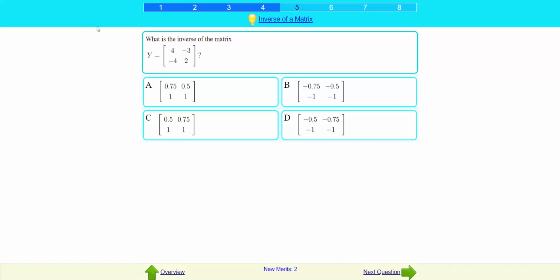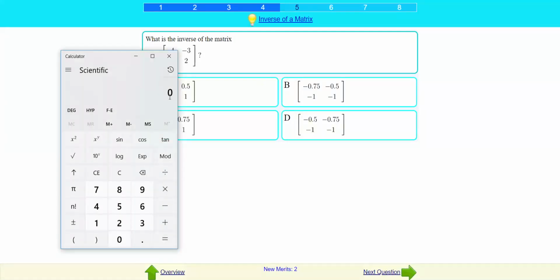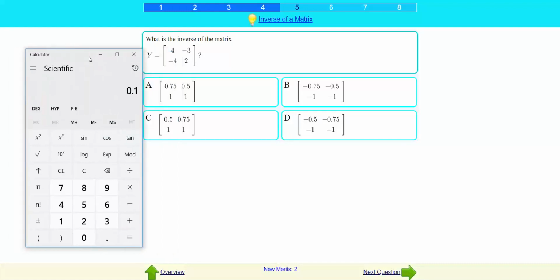We get our calculator up. We would have 1 divided by 10, that's 0.1. Do we have 0.1 in the list? No. So what if 2 divided by 20, that would give us 0.1?